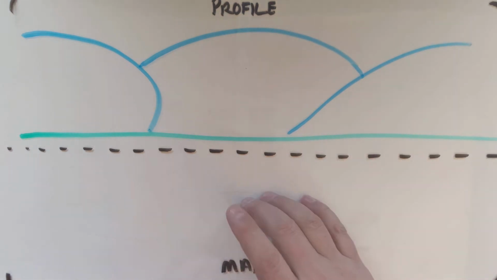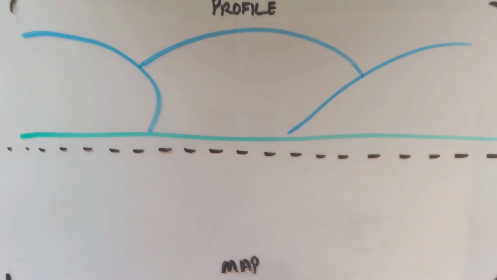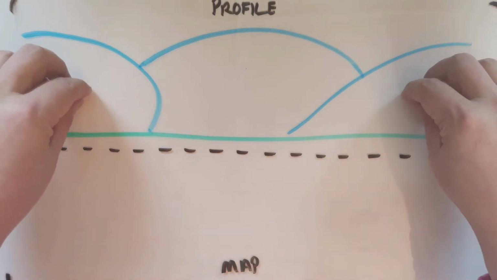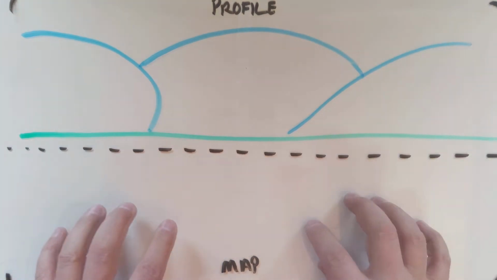Down here, what we're going to do is draw a map. A map is like taken from a satellite in orbit, something like Google Earth. So we need to take the information that's going on up here, that we should understand now, and apply it down here.